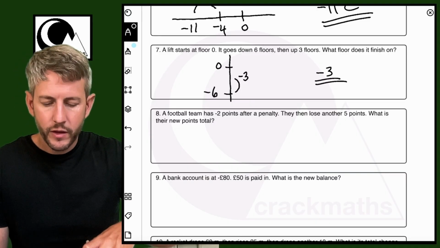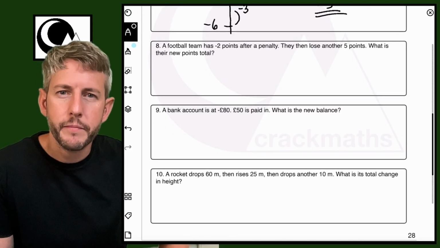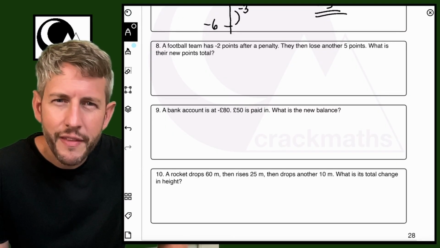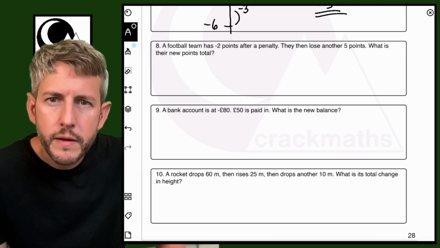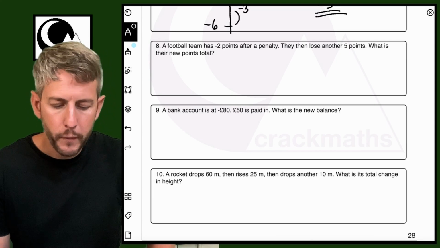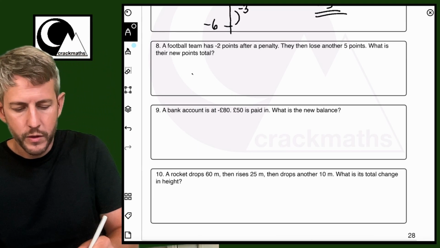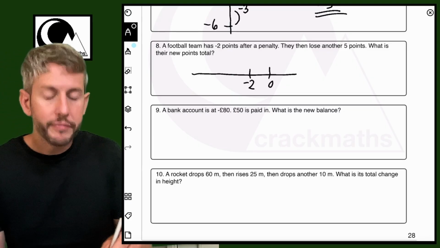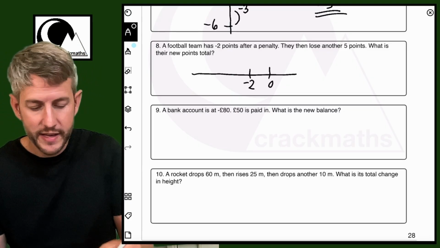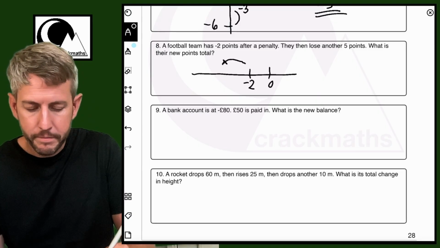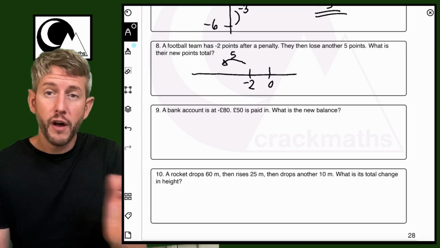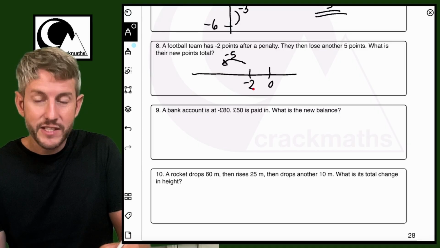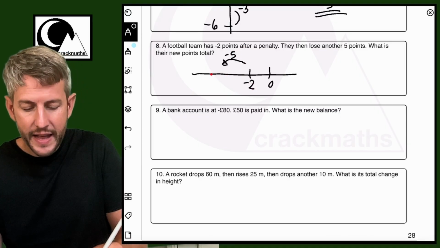Right. Question 8. A football team has negative 2 points after a penalty. They then lose another 5 points. What is their new points total? Okay, so I'll put my 0 here. We're at negative 2. And then they lose another 5 points. So they're going down this way, 5 further away from 0. So again, we just add these numbers together. But it ends up here.